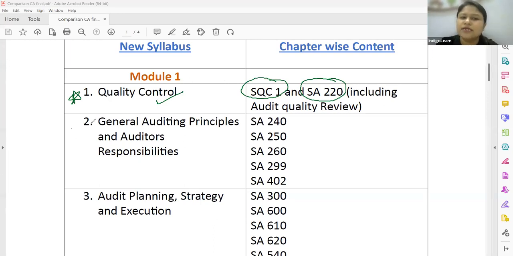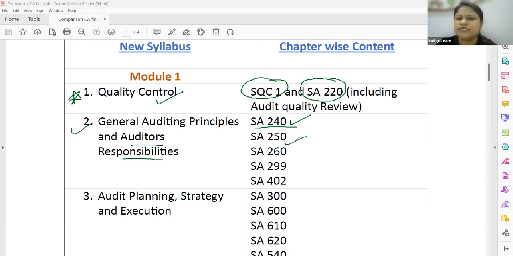Then second, we talk about general auditing principles and auditor's responsibility. If you look at the very name, you'll understand it's talking about auditing principles and the auditor's responsibilities. It first talks about SA 240, and we have seen in the intermediate syllabus where fraud and the responsibility of the auditor with regard to fraud was removed. So here you're going to begin with the understanding of the responsibility with respect to the standard, SA 240.